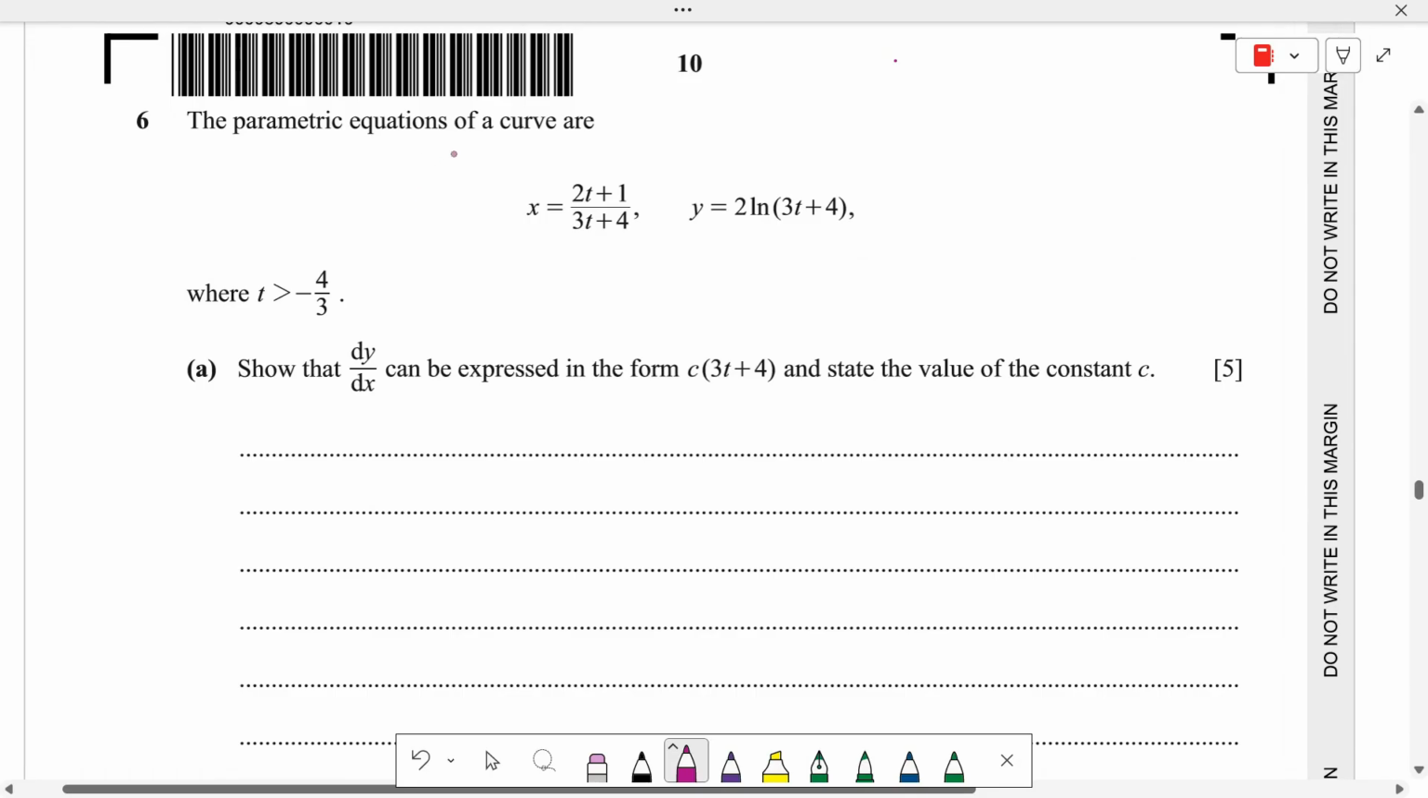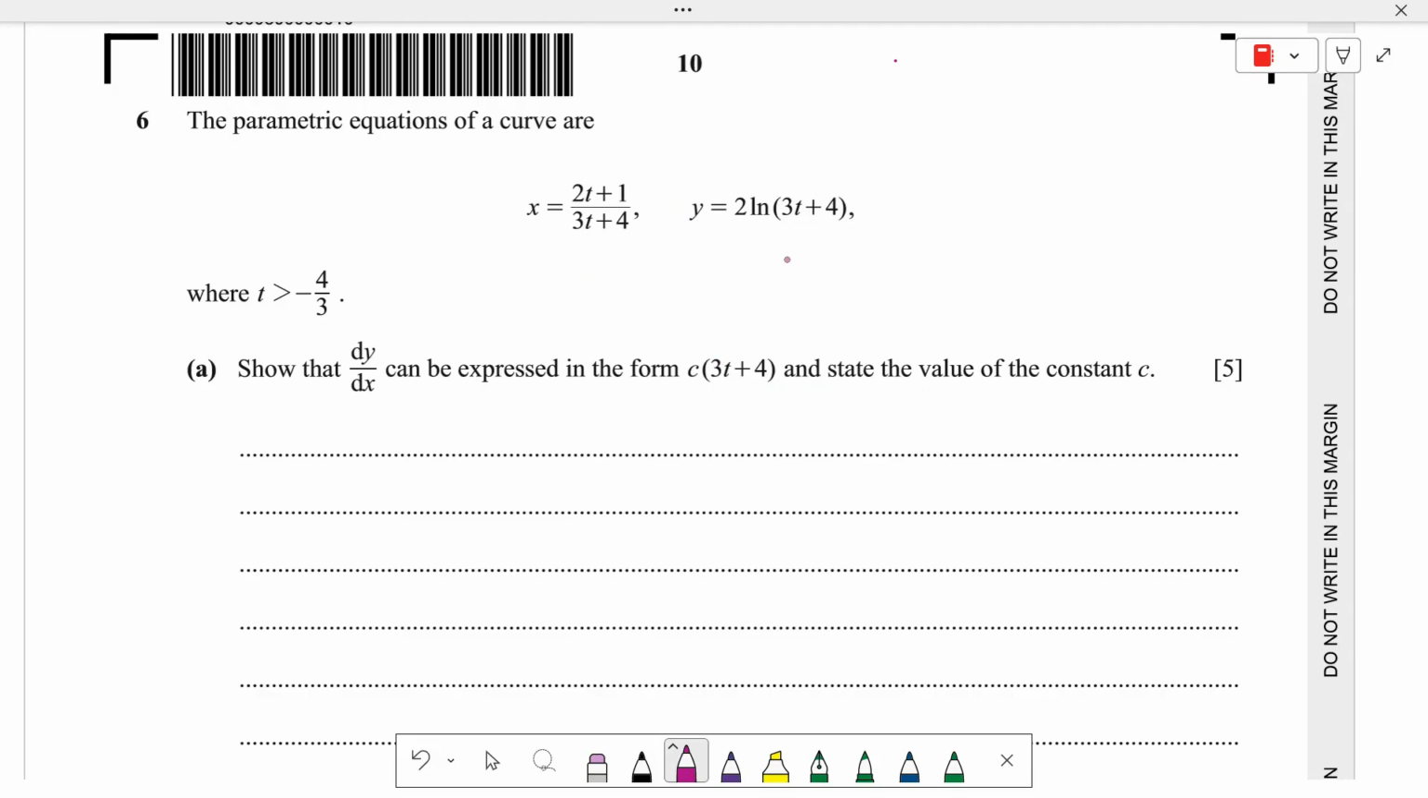Question number 6. The parametric equations of the curve are x is given and y is given in terms of t, where t is greater than -4/3. Show that dy/dx can be expressed in the form c times (3t + 4), and state the value of c.